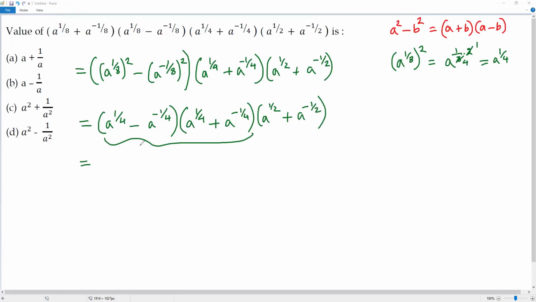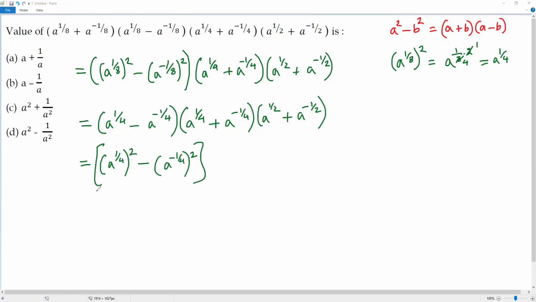Again, the product of the two binomials is exactly in this form. That is a positive b times a negative b. At the place of a, we have a to the power of 1 over 4. At the place of b, we have a to the power of negative 1/4. So we can write this product as a difference of two squares, like a square negative b square. So for a square, we have to take the square of this one. Then I'm getting a to the power of 1/4, the whole square. Negative, for b square, we have to take the square of this one. Then I'm getting a to the power of negative 1/4, the whole square.